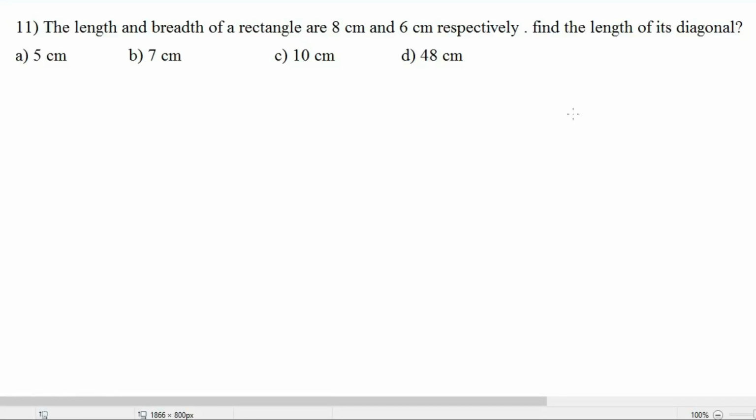Question number 11. The length and breadth of a rectangle are 8 cm and 6 cm respectively. Find the length of its diagonal. Length L equal to 8 cm and breadth B equal to 6 cm.